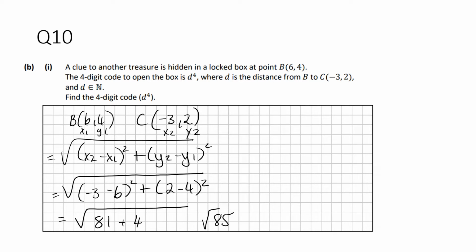Now we need to do the square root of 85 to the power 4. So if I do square root of 85 to the power 4, you get an answer there of 7,225. Or if you found the square root of 85 to be 9 point something, and then just put that to the power 4, you would have got a similar answer of 6,561. They'll accept either of those answers.